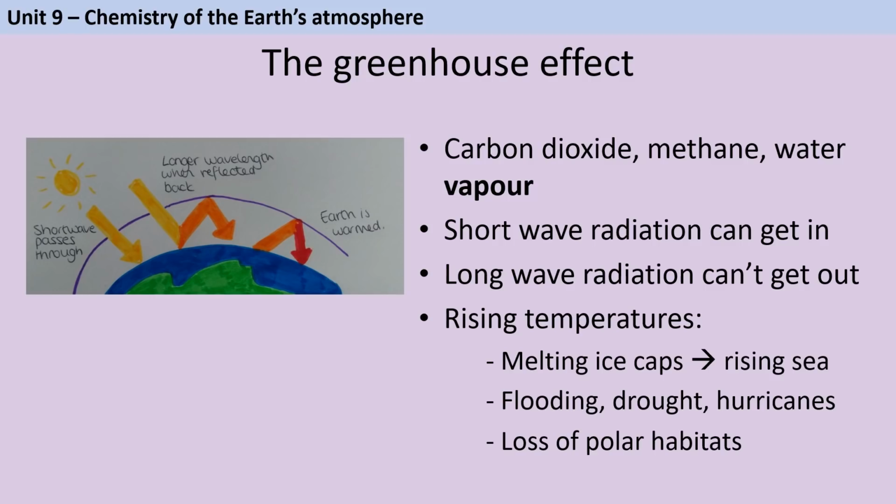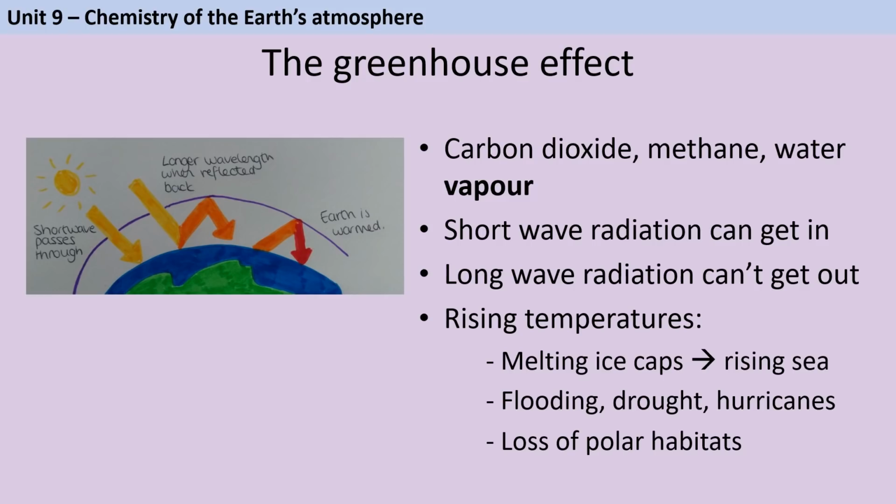happening. These greenhouse gases form a sort of blanket around the Earth, and if you imagine that blanket has holes in it, and shortwave radiation like visible light, UV, gamma and X-rays can get through the holes because they have a short wavelength.